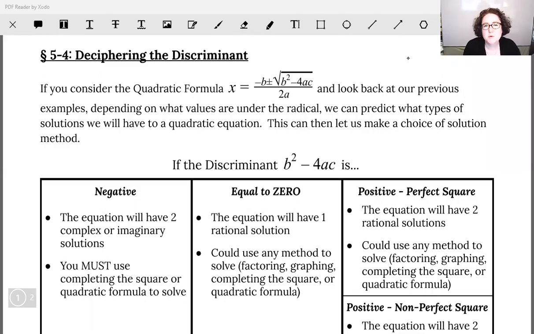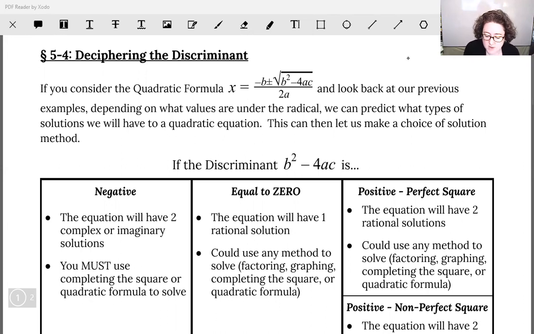Today we're going to go a little bit deeper into the quadratic formula and specifically one portion of it that can definitely influence the answers that we get out when we're trying to solve quadratics. So if we look at our quadratic formula, we have x equals negative b plus or minus the square root of b squared minus 4ac, all under 2a.